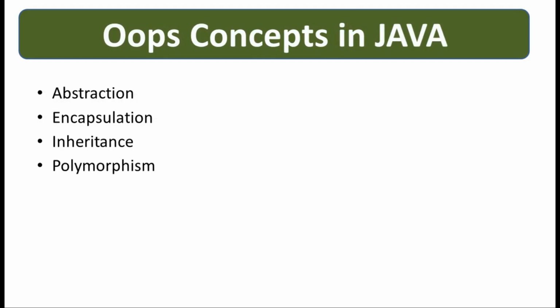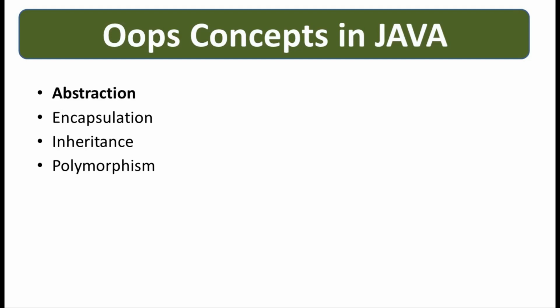The following are the four important OOPS concepts: abstraction, encapsulation, inheritance, polymorphism. We will see each feature with an example. It is very important for you to understand each feature of these OOPS concepts. Then only you will really start loving this programming language.